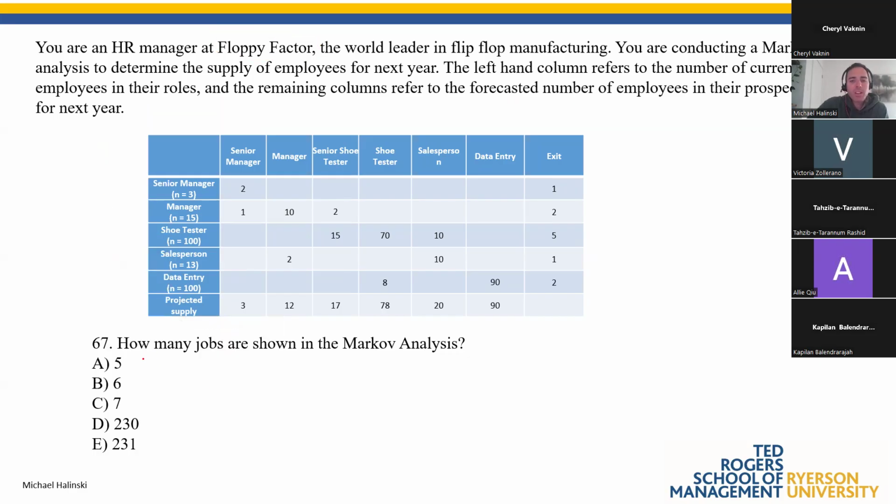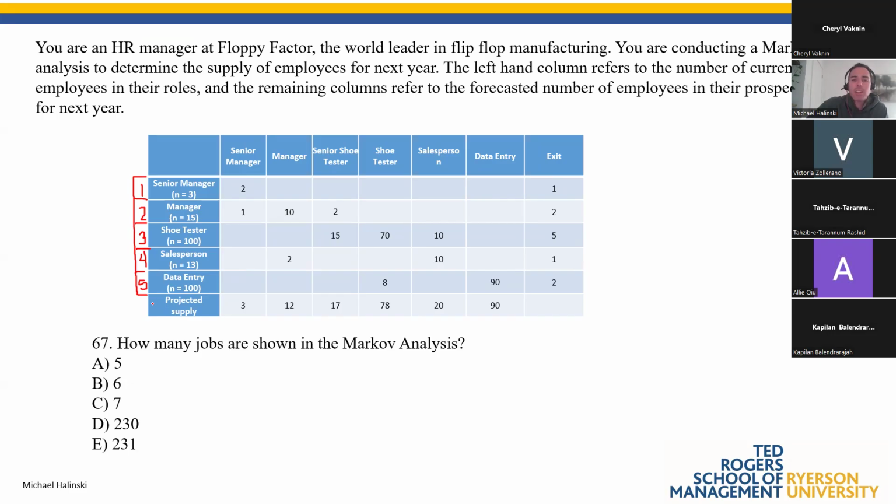How many jobs are shown in the Markov analysis? Look at the options: 5, 6, 7, and then a whole bunch. This one's a little trickier, because in class I typically say, look at just this one column. If we look at these, you'd see there's 5 jobs. Projected supply is not a job. It's just the projected supply.